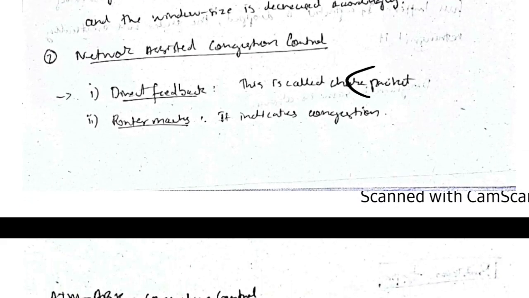Here we have the direct feedback. This is called the choke packet. The network will send the choke packet to the client who is sending the data, so that it gets to know there is a congestion and it will reduce the speed.